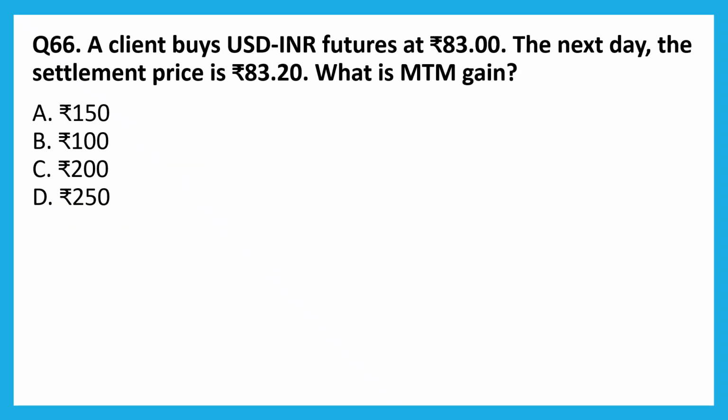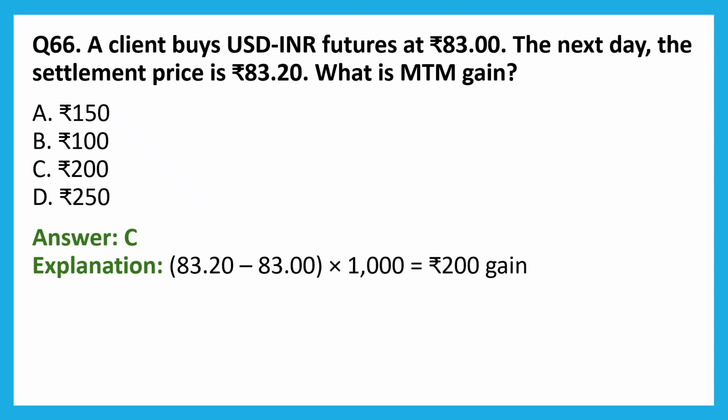Next question. A client buys USD INR futures at 83 rupees. The next day, the settlement price is 83.20. Then what is the MTM gain? Option A 150, option B 100, option C 200 and option D 250. Correct answer is option C 200.